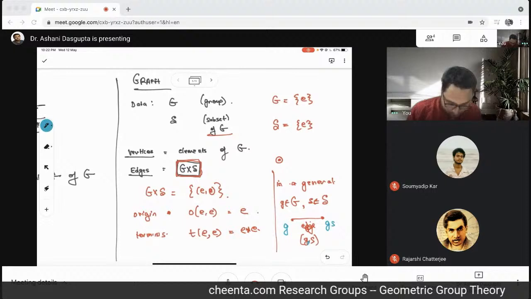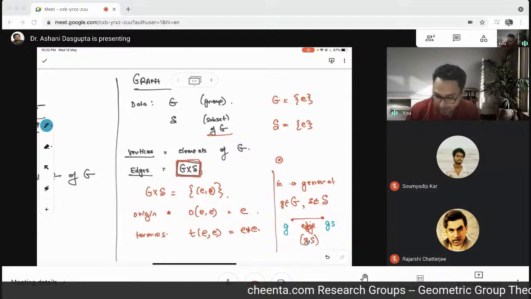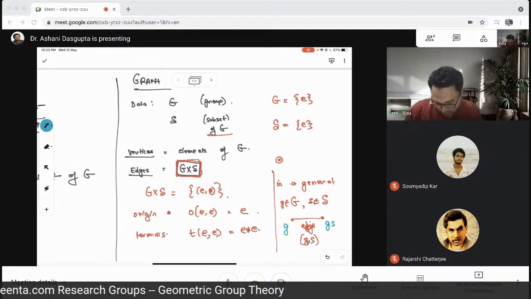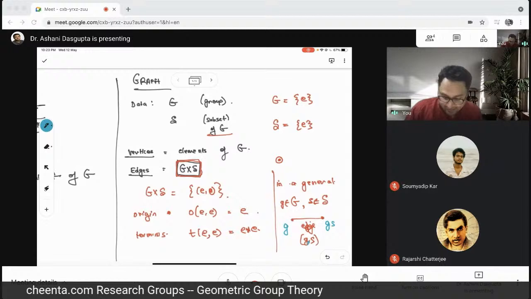I think there are many beautiful things in this particular piece. It's one of the seminal works by one of the greatest mathematicians of our times. Let me just indicate. Okay, yeah. So this is page 16. You can check page 16. The origin of G, S is G, and the terminus of G, S is GS. There are some benefits of writing it like this.